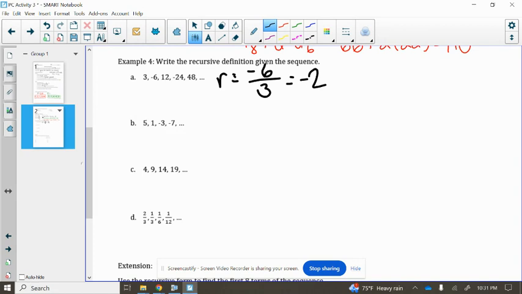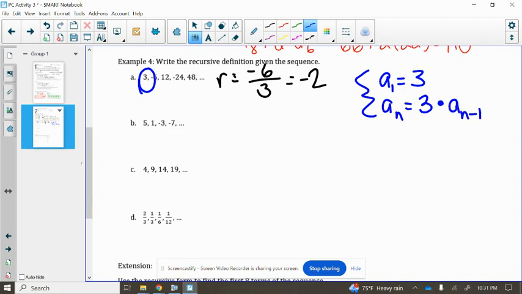Now, in order to define something recursively, you need the rule, and you definitely must put each time the first term. So in this case, we are starting off with 3, and then to get our current term, we take that R value of 3 and multiply it by our previous term each time. Oh, I'm sorry. Take the R value of -2 and multiply it by our previous term, right? Because R was -2.